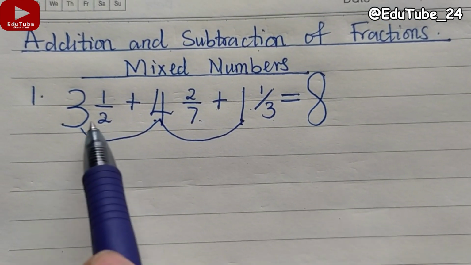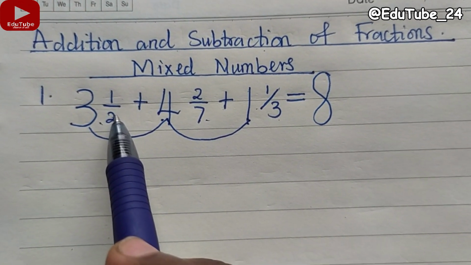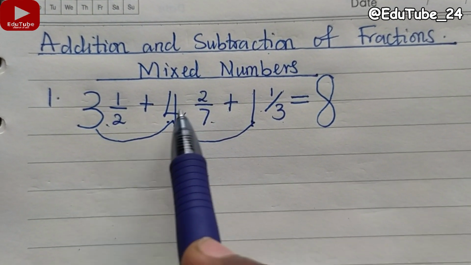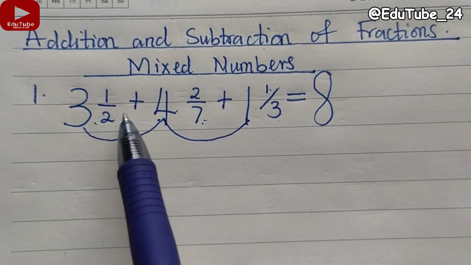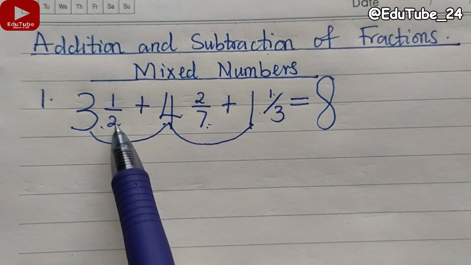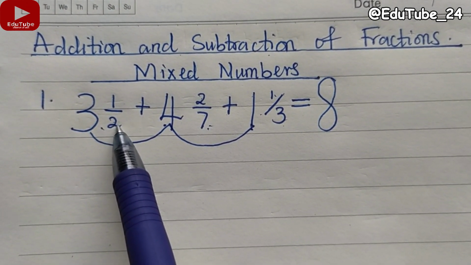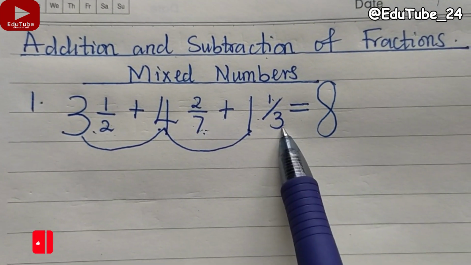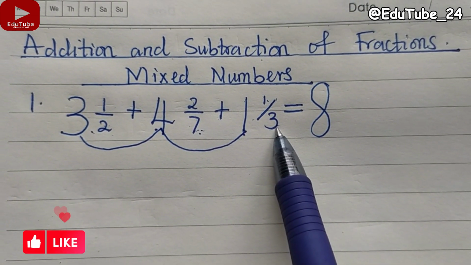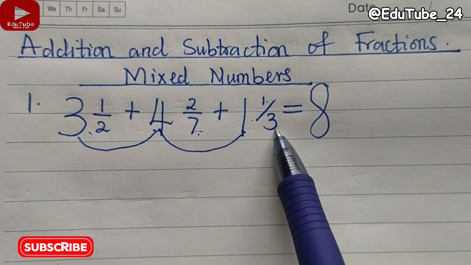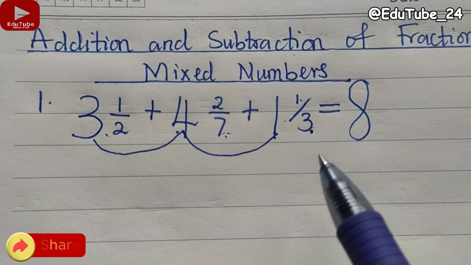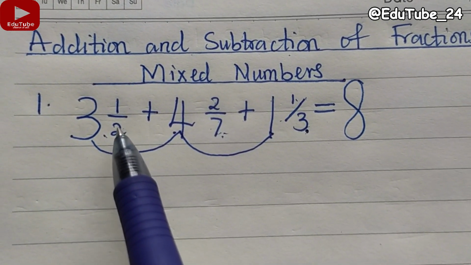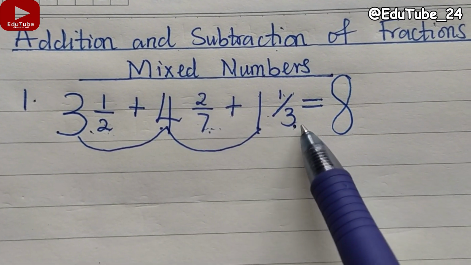Now that we've operated on the whole numbers, let's focus on the fractional part, which is 1 out of 2 and 2 out of 7 and 1 out of 3. To add these fractions together, as you can see, they are unlike fractions. That means their denominators are different. To add unlike fractions, we will need to give them a common denominator, and to do that we will use LCM. So basically, we'll find the LCM of 2, 7, and 3.